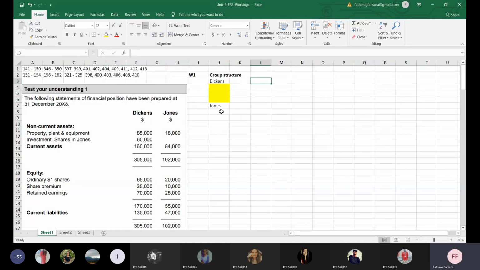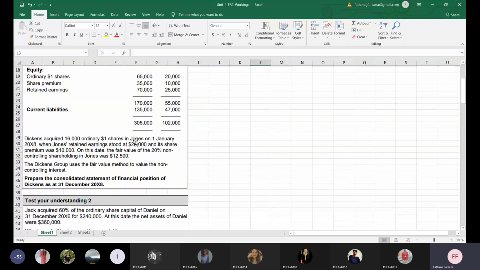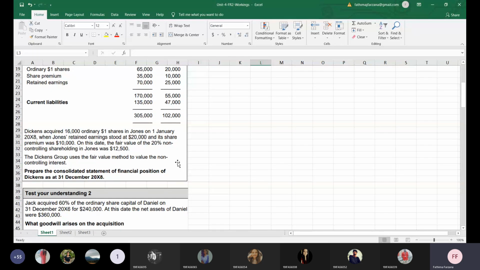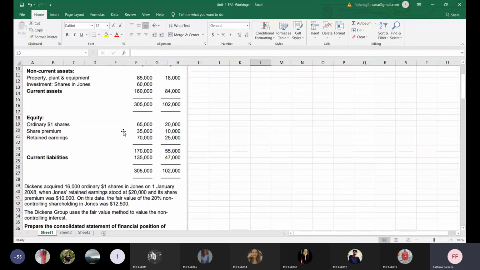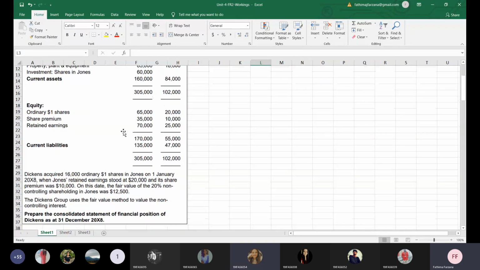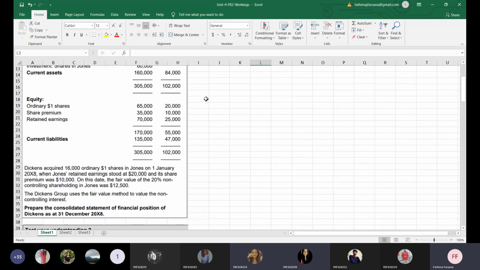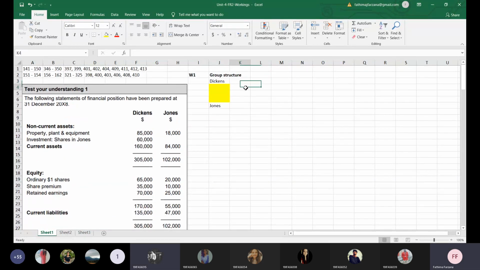Okay. So Dickens acquires Jones. And how much did he acquire? 16,000 ordinary shares. How many shares does Jones have? 20,000, $1 per share. So there are 20,000 shares, and of these 20,000, 16,000 are acquired by Dickens. So what's the percentage? 80%. 16,000 divided by 20,000 into 100.